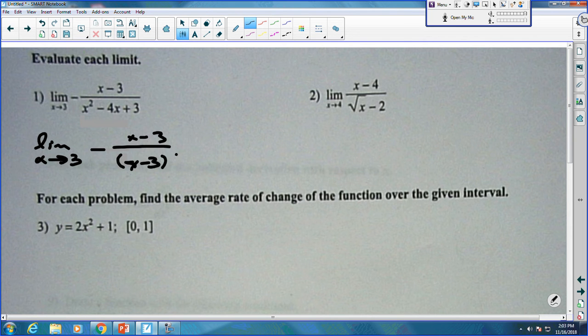And it had to be x minus 3 because we knew the bottom was 0, guys. It had to be there. These cancel. I get 1. So I have 1 over 3 minus 1. So how about negative half? All right.